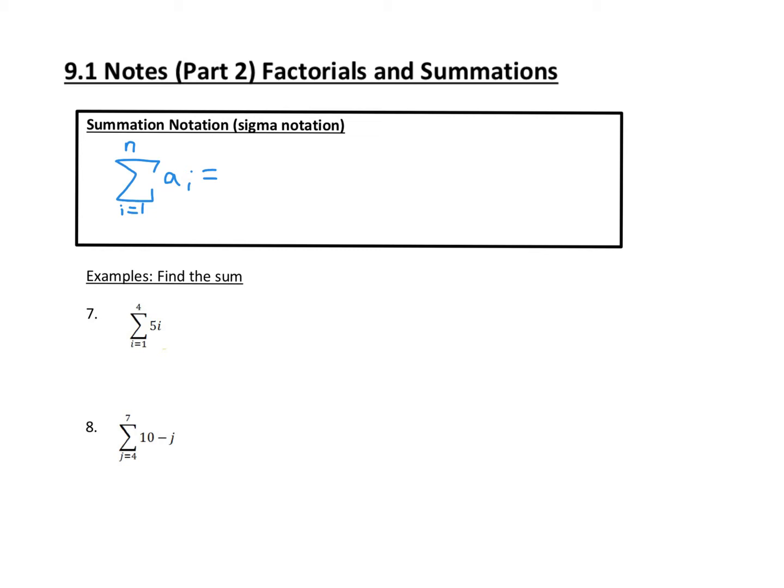Okay, so here we have what's called a summation. We also call it sigma notation because this big thing that looks like an E, that's the Greek letter sigma. It's actually the uppercase sigma. You might see a lowercase sigma at some point. Then we call this I right here the index of summation.